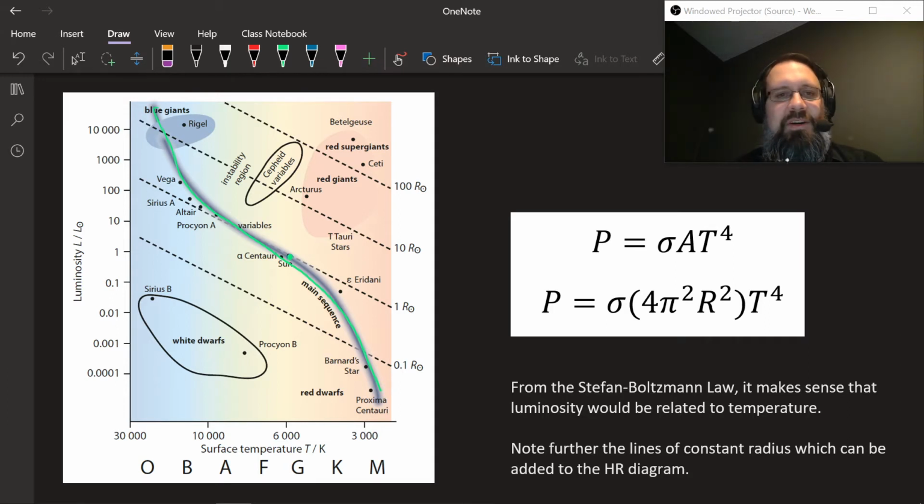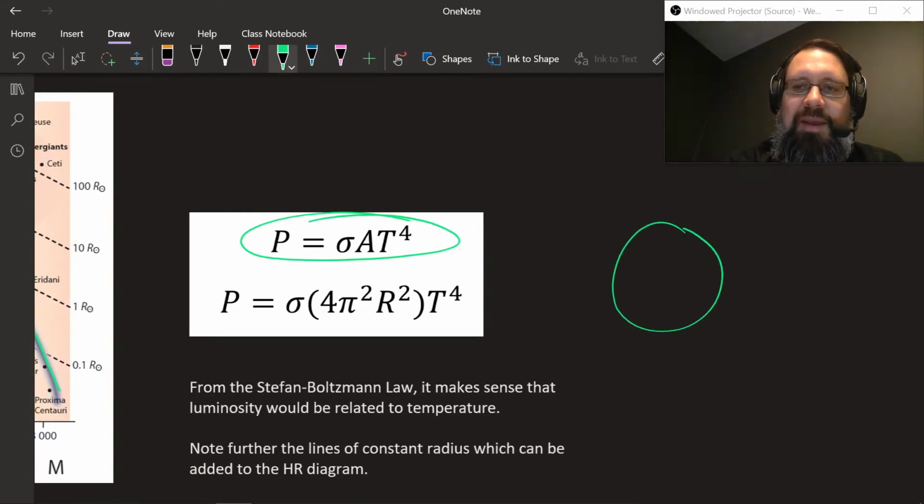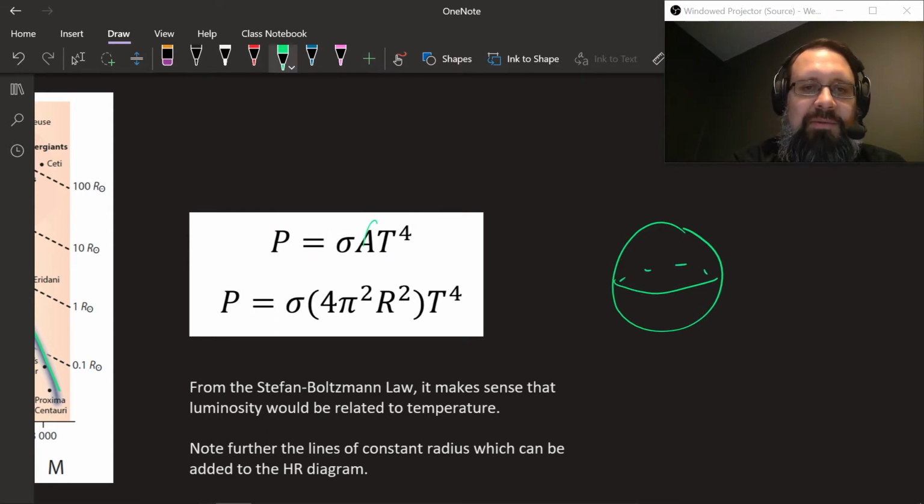Most of the life of a star is going to be spent somewhere on this green line. What else? Okay, so remember the Stefan-Boltzmann law? This was when we talked about black body emissions. For a star, if a star is a spherical shape, then when you go to plug in the area in the Stefan-Boltzmann equation, the area is just 4 pi r squared.